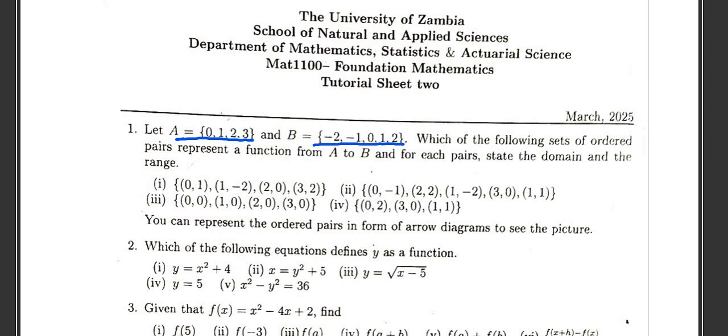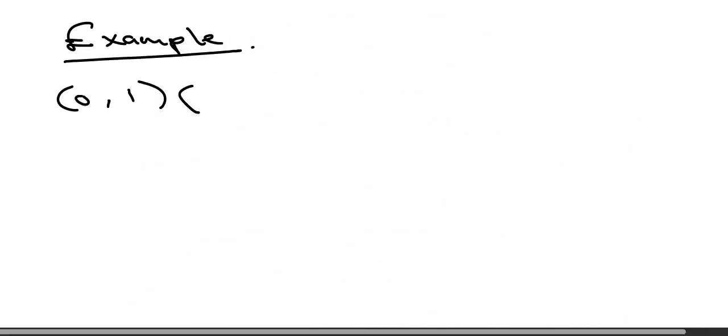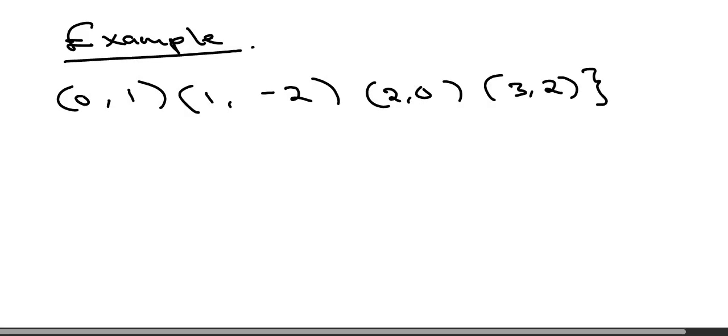So the second one is simply this guy here. We're having a 1, negative 2. And also the other one is 2, 0. This is 2, 0. And the next one is simply a 3, 2. So this is 3, 2. This is what we are having. They want us to relate these.